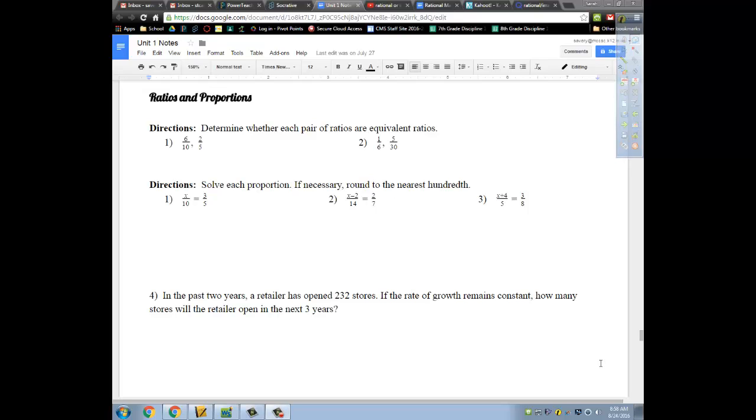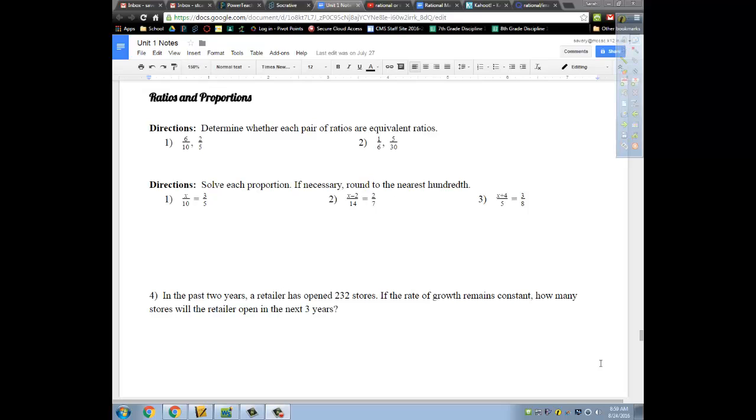So today we're talking about ratios and proportions. Ratios are just fractions, pretty much, and proportions will look like fractions equal to each other, and the fractions can be reduced or changed so that they are equivalent or equal.